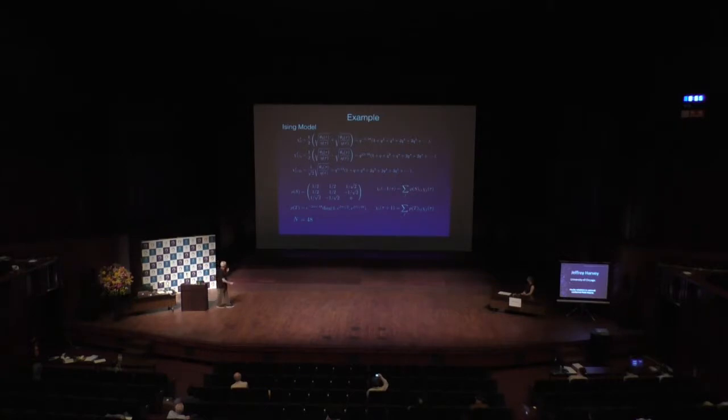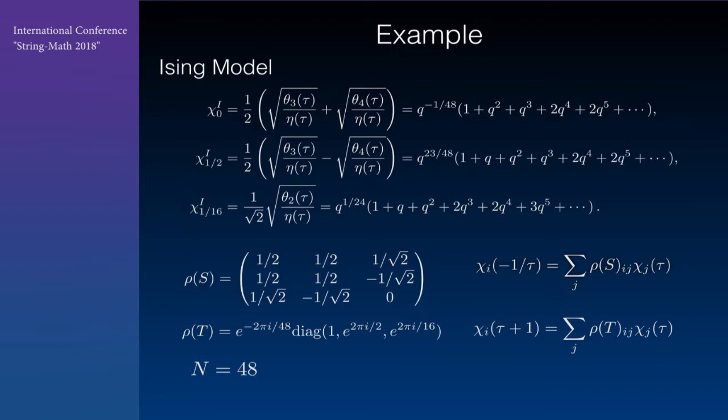Now, perhaps everybody's favorite example of a rational conformal field theory is the Ising model. It has 3 independent characters, a vacuum character, and 2 characters corresponding to primary fields of dimension 1/2 and 1/16. And under transformations by S, the characters of minus 1 over tau are rho of S times those of tau, where rho of S is this 3×3 matrix.